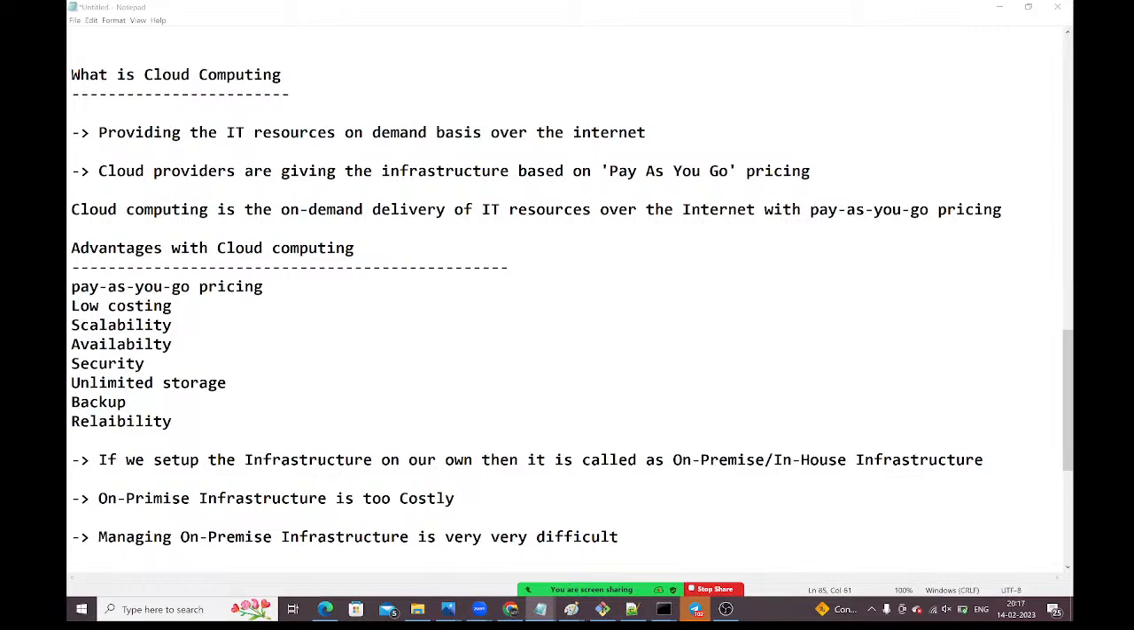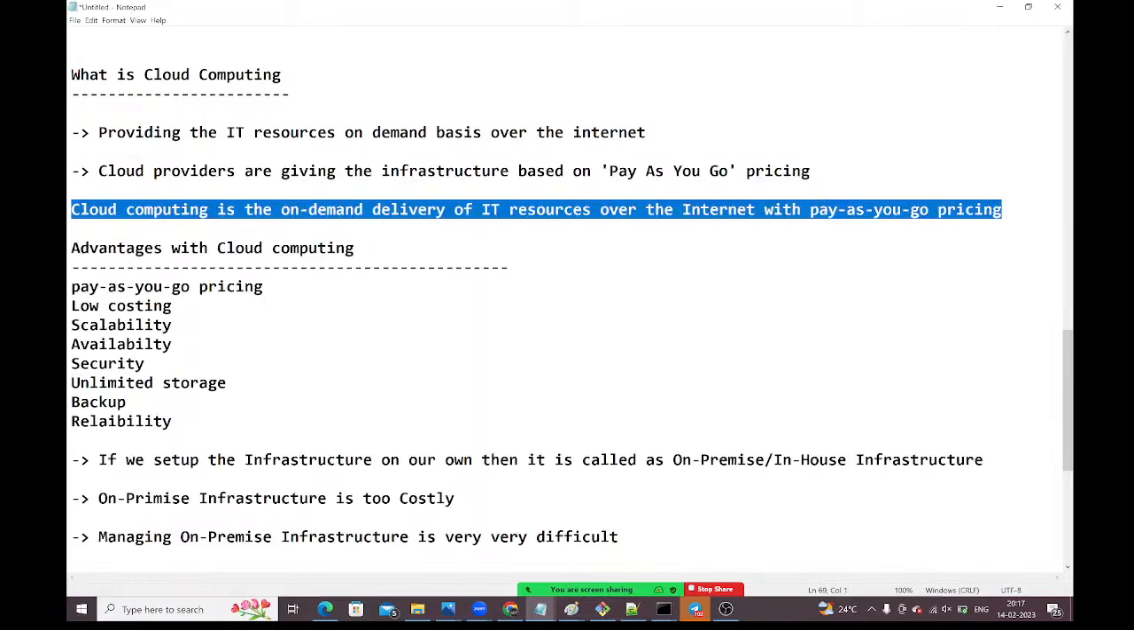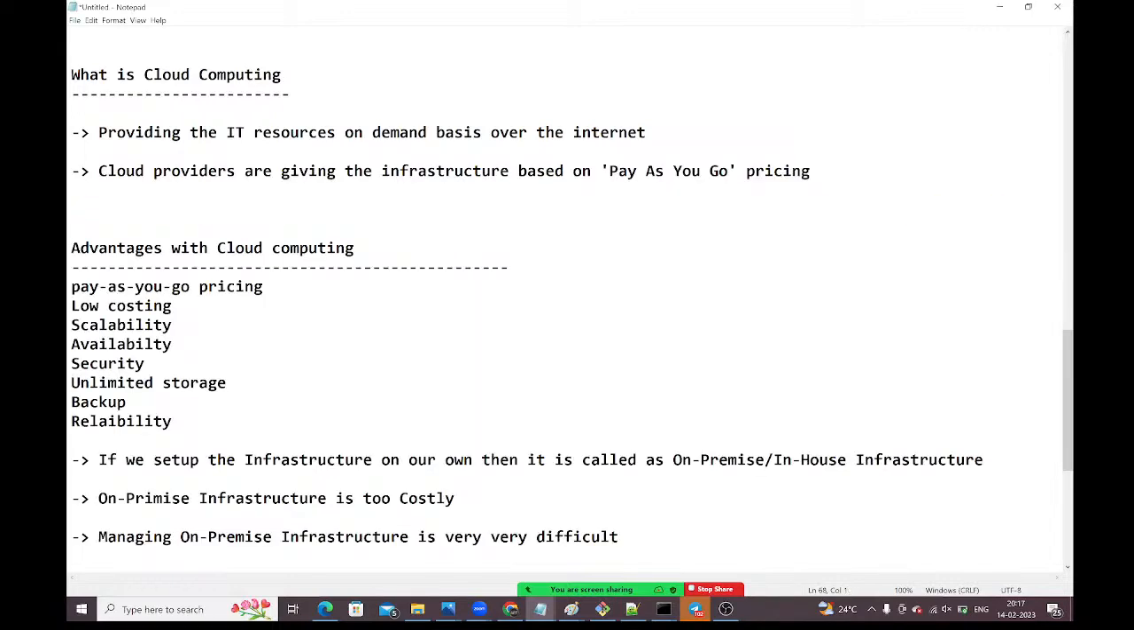See, guys, if we set up the infrastructure on our own, then it is called on-premise or in-house infrastructure. On-premise infrastructure is too costly. Managing this on-premise infrastructure is very, very difficult. Read it, guys. What is cloud computing? Providing the IT resources on demand basis over the internet, guys.